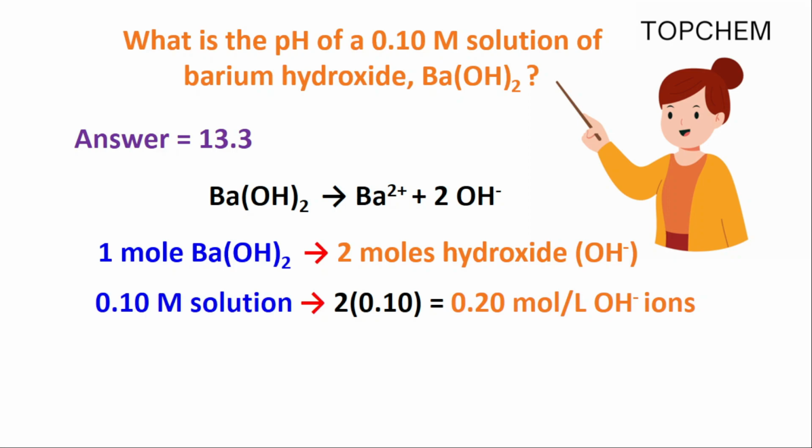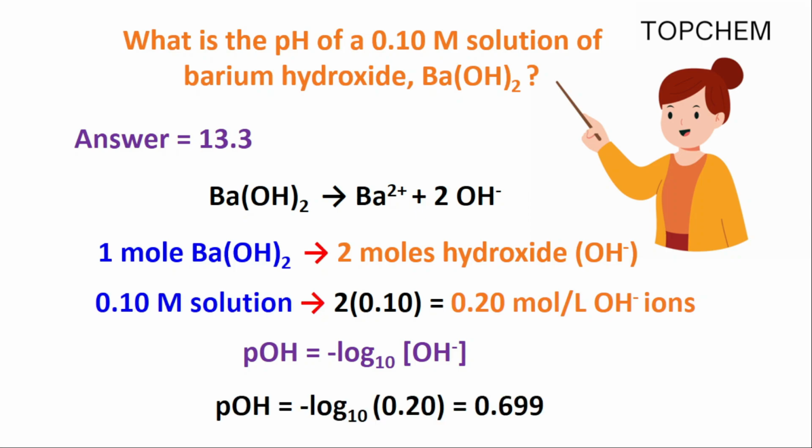So the hydroxide ion concentration in a 0.1 molar solution of barium hydroxide is 2 times 0.10, which turns out to be 0.20 mole per liter of hydroxide ions. Now the formula relating the hydroxide ion concentration of a solution to its pOH is pOH equals negative log to the base 10 of the OH negative concentration. So if we plug in 0.20 in place of the hydroxide ion concentration, it gives us the pOH of the given barium hydroxide solution, that is 0.699.